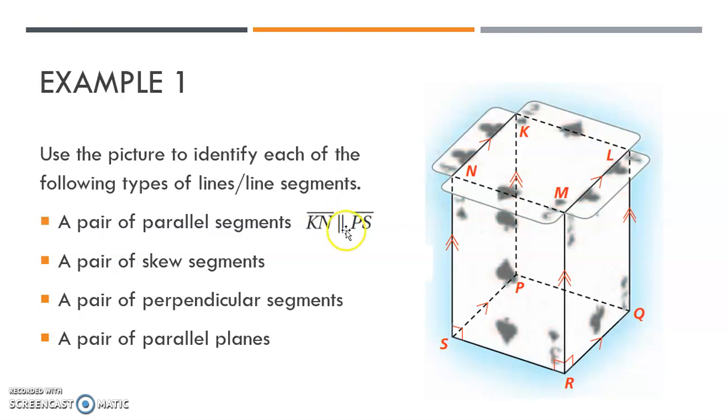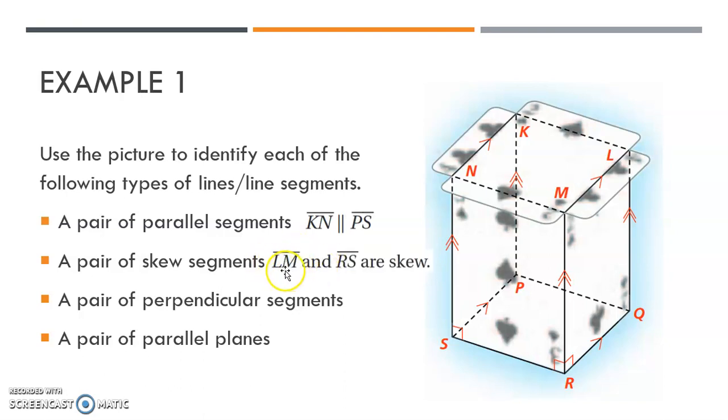So parallel segments, I had KN is parallel to PS. Notice they each have this one arrow symbol here. So I know that they are parallel to each other. Notice the notation. Earlier we had lines where they had arrows on each end here. These are line segments. Okay, so KN is parallel to PS. That's the one I used. And notice I used a parallel symbol there.